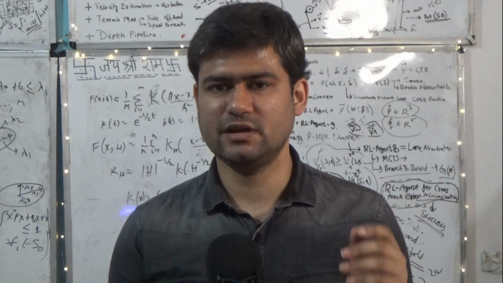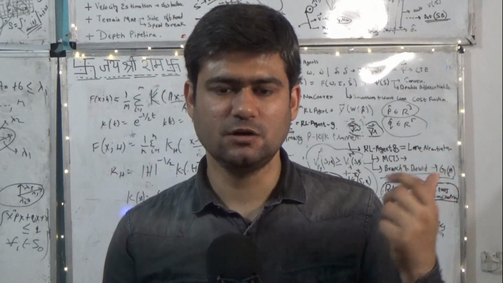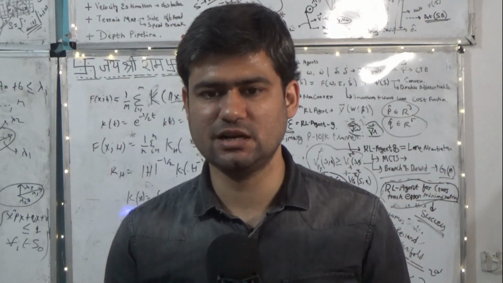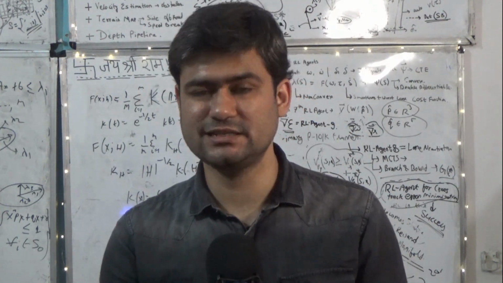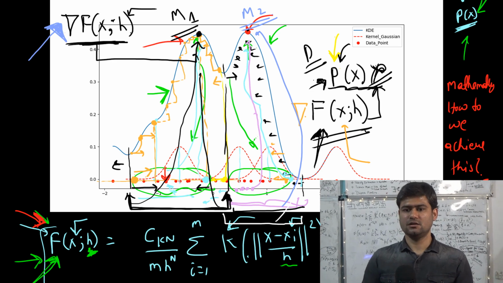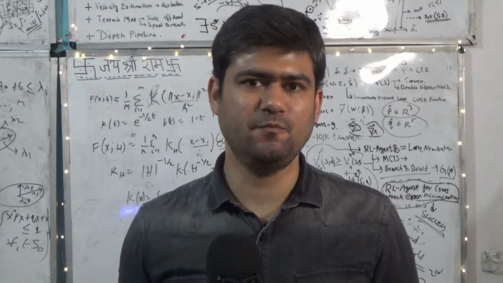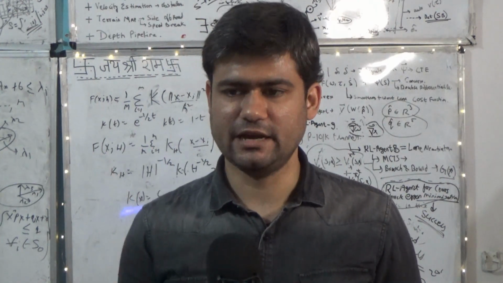The mean shift algorithm uses a mean shift vector to compute the modes of the underlying probability density function, or the modes of the kernel density estimator function. The mean shift vector is actually the gradient of the kernel density estimator function. So this is the fundamental idea behind the mean shift based clustering algorithms.